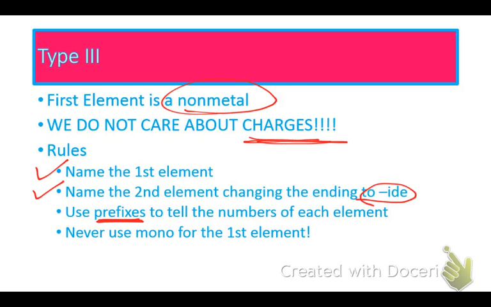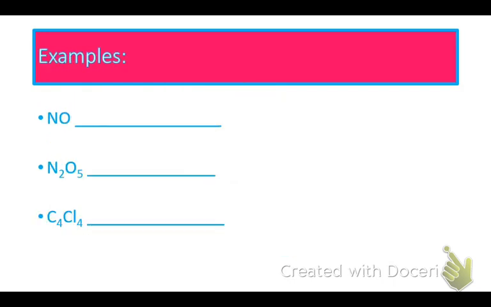Now, the next step is where it changes. You use prefixes to tell the number of each element. The key, though, of course, is that we do not use mono on the first element. That's the key: no mono on the first element. All right, so let's look at some examples.